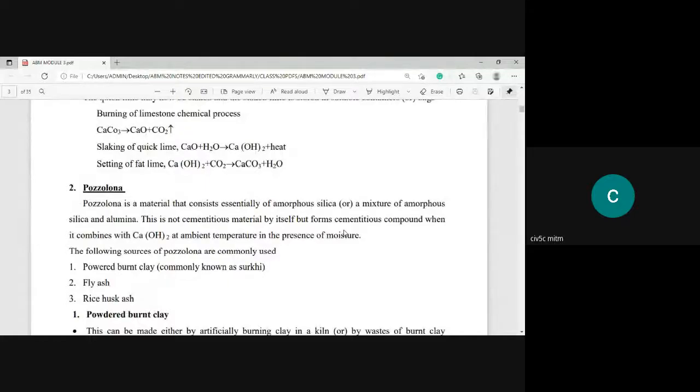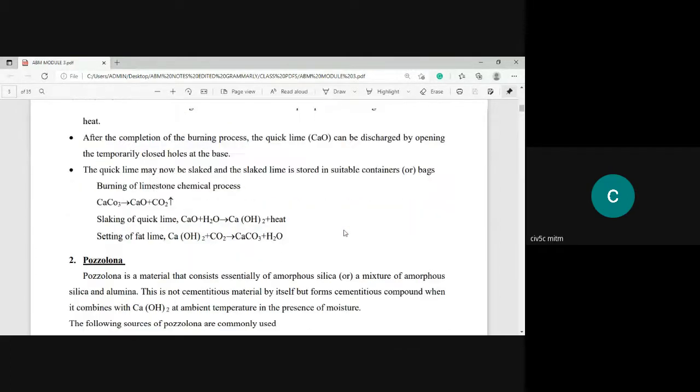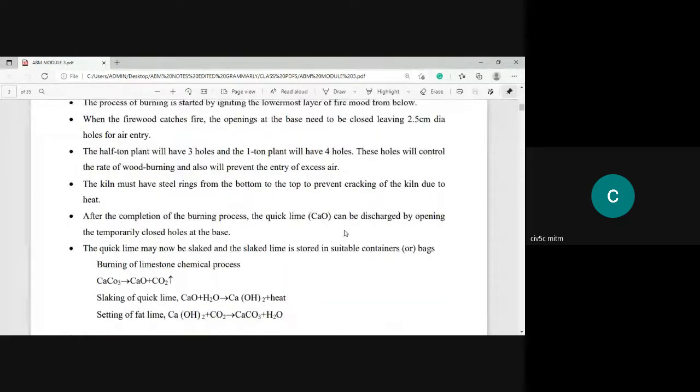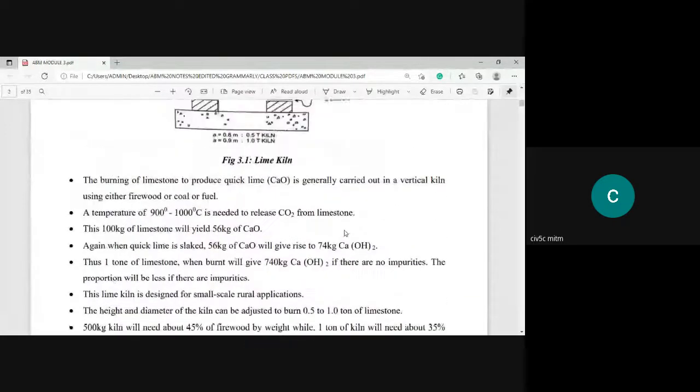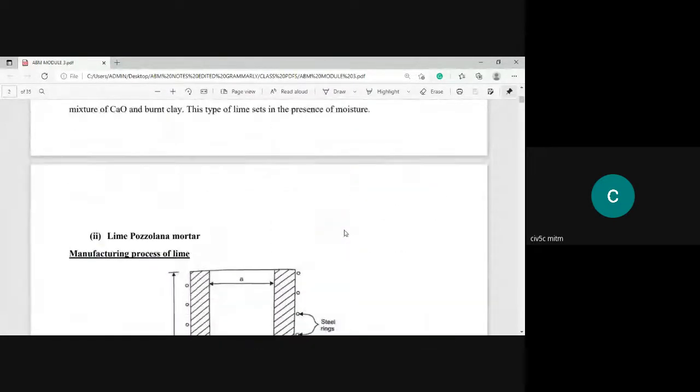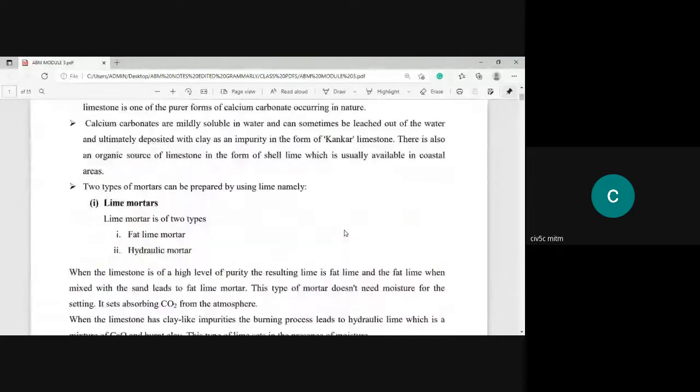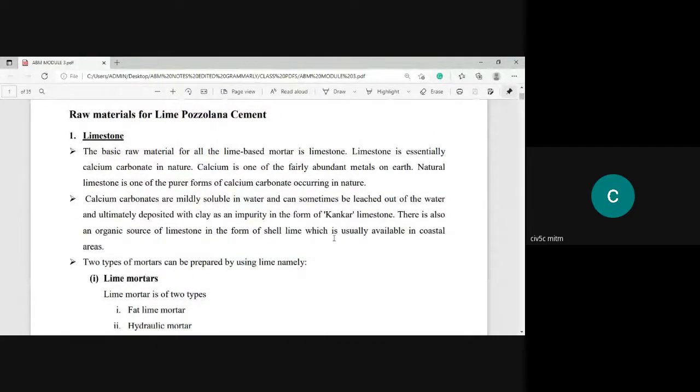So welcome back to the next session of the alternative building materials course. In the last session, we were discussing lime pozzolana cement. In that, I discussed how to produce it, that is, what raw materials are required to produce lime pozzolana.